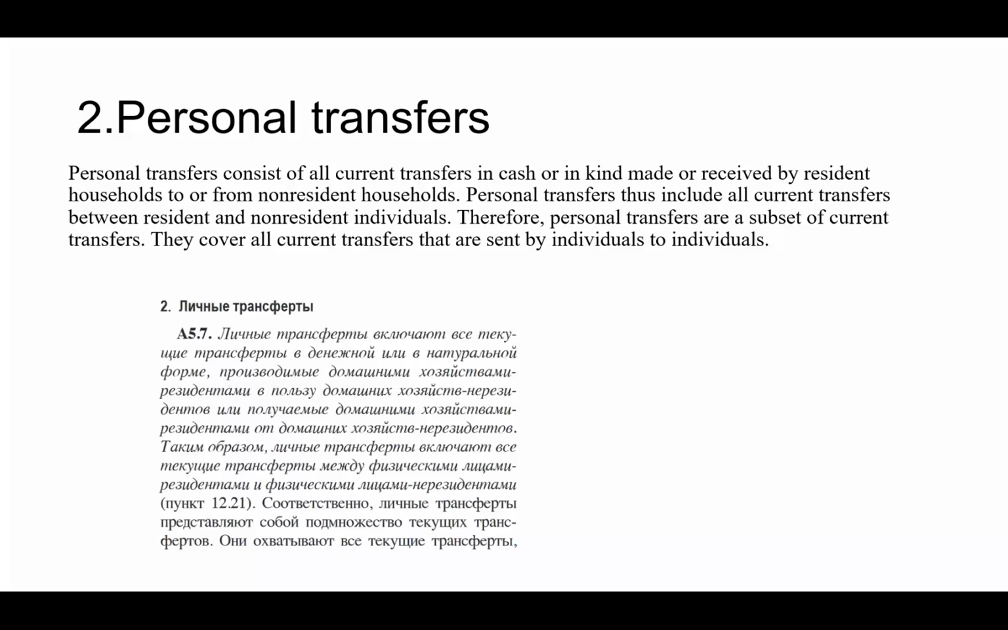Personal transfers consist of all current transfers in cash or in kind made or received by resident households to or from non-resident households. Personal transfers thus include all current transfers between resident and non-resident individuals. Therefore, personal transfers are a subset of current transfers. They cover all current transfers that are sent by individuals to individuals.